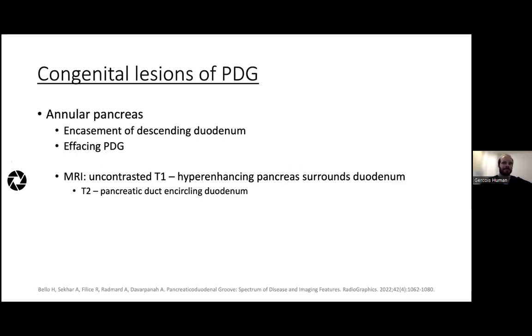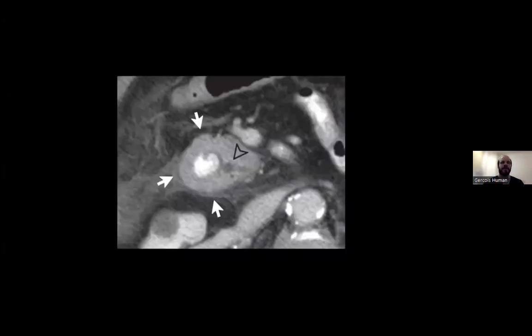Annular pancreas is also something that can really throw you off, and it usually faces the groove. On imaging, on T1 imaging, the pancreas is hyperenhancing, and one will appreciate it surrounding the duodenum. And on T2 imaging, one can often see the pancreatic duct encircling the duodenum. On this image, the brightness is actually a patient who had positive oral contrast CT scan. So this axial image is actually the pancreas surrounding the duodenum.